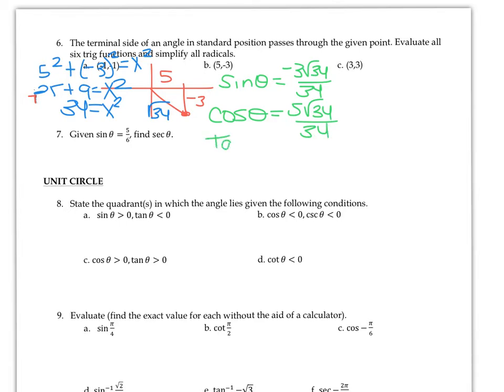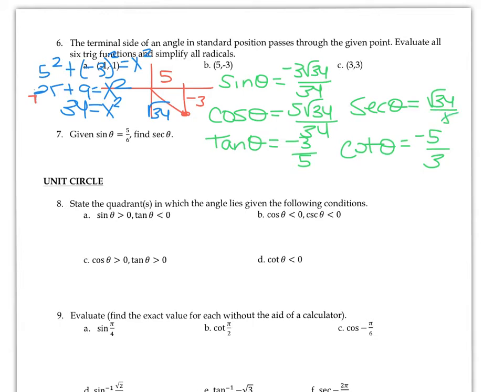And tangent of theta is opposite over adjacent, so negative 3 over 5, which means cotangent of theta is going to be negative 5 over 3. Usually negatives go in the numerator, which is why I'm putting them there. Secant is hypotenuse over adjacent, so square root of 34 over 5. And cosecant of theta is hypotenuse over opposite, so square root of 34 over negative 3, so the negative will go on the top. So negative square root of 34 over 3.